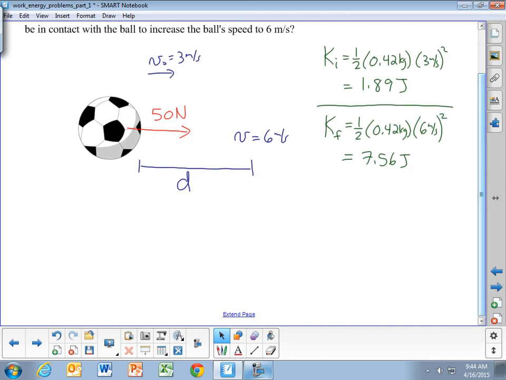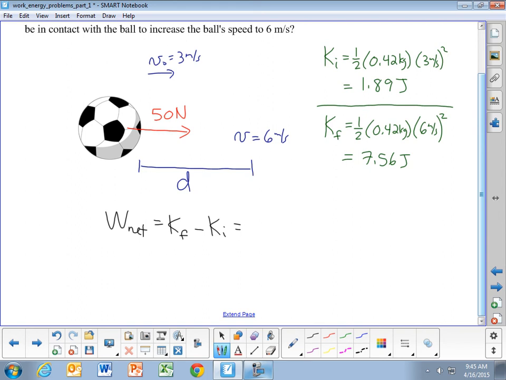Okay, so this one is very similar to the car problem that we just did. We know the initial speed, we know the final speed, we know the force that's acting. We're looking for the distance. So if we know the initial and final kinetic energies, we know the net work done. The net work done will be the final kinetic energy minus the initial kinetic energy. So that's 7.56 joules minus 1.89 joules. And so that's 5.67 joules.